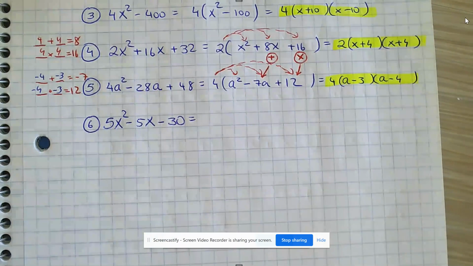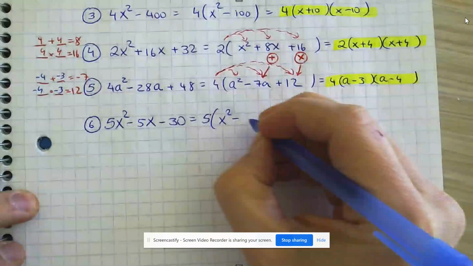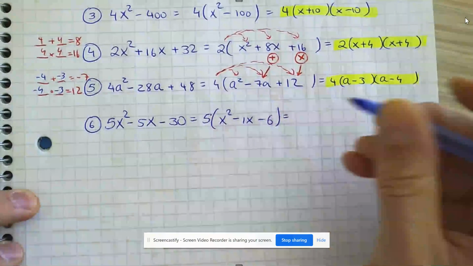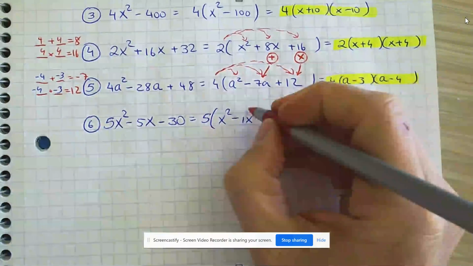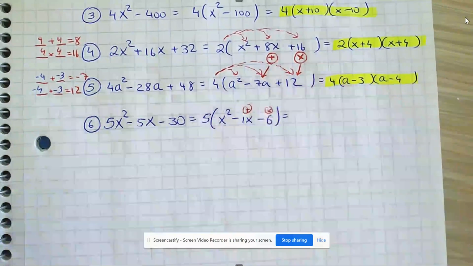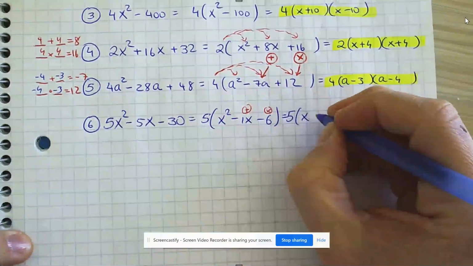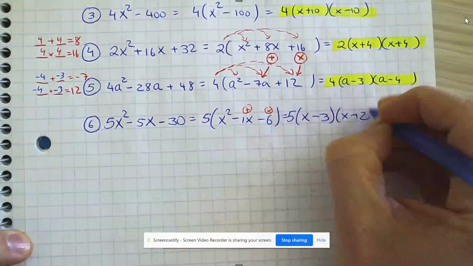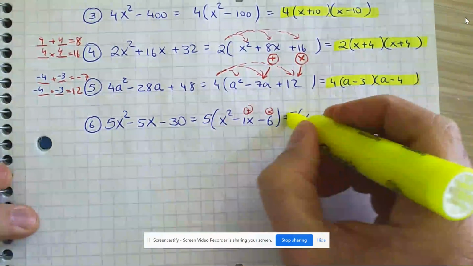Therefore, oh, Miss White, you're there. I rejoice. Okay. So we'll put the 5 there and get x squared minus 1x minus 6. I need 2 numbers that add up to -1 and multiply to -6. And they're going to be, oops, don't forget the 5, x minus 3 and x plus 2. And therefore, that will be your final and complete answer.